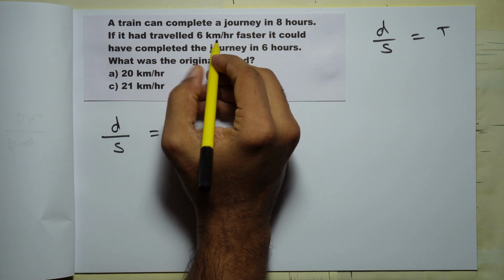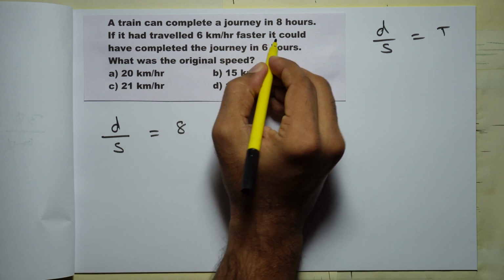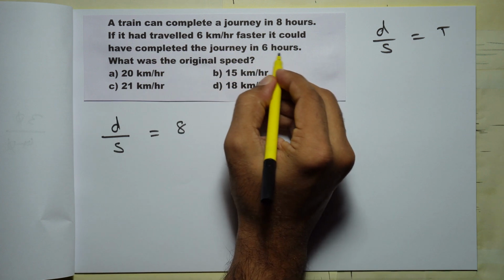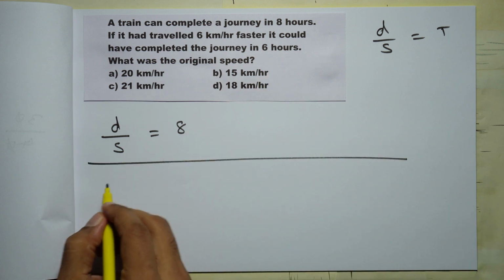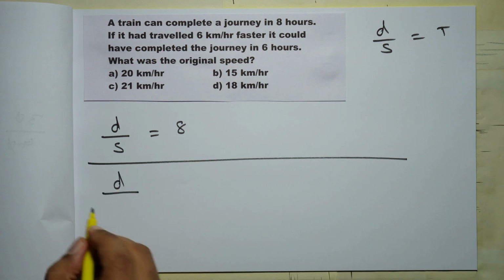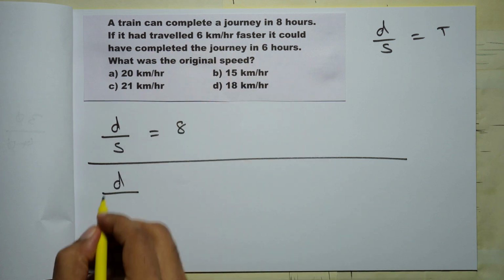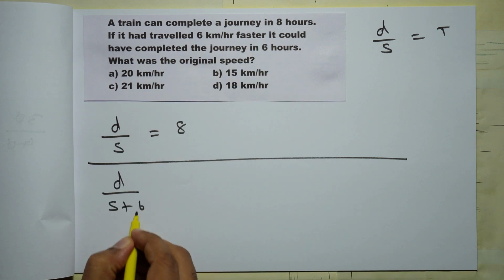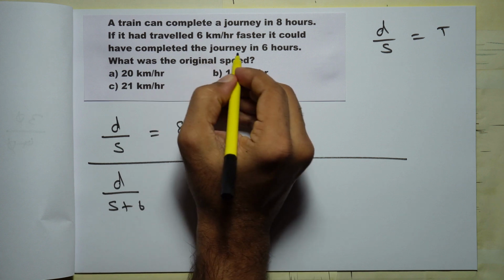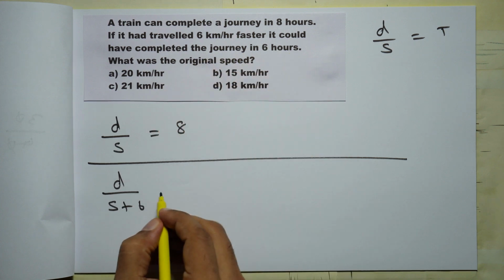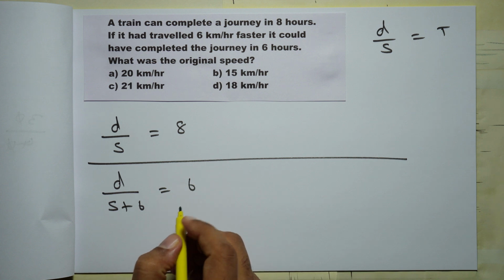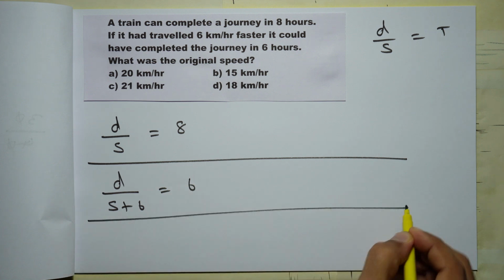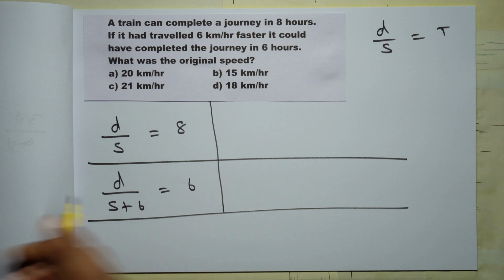If it had travelled 6 kilometers faster, it could have completed the journey in 6 hours. I'll just represent that data here. Distance is same d, and if it had travelled 6 kilometers faster, if the speed is s plus 6, then it could have completed the journey in 6 hours. Instead of 8 hours, now it requires only 6 hours. So these are the two equations that we have.